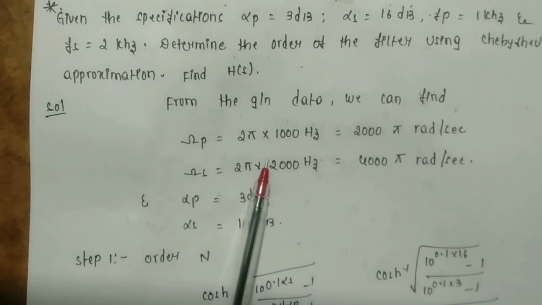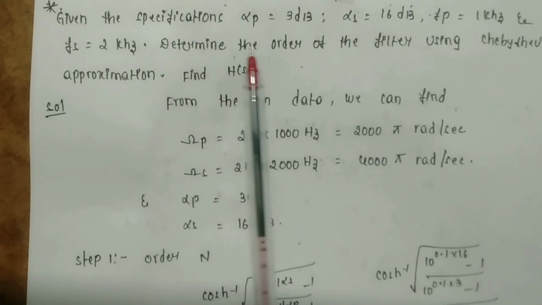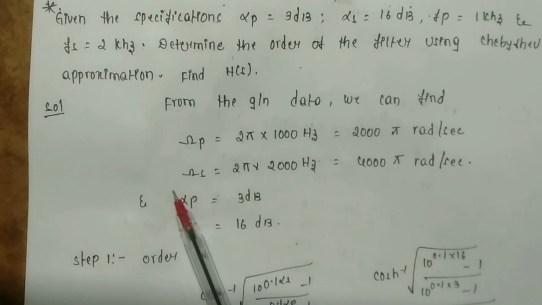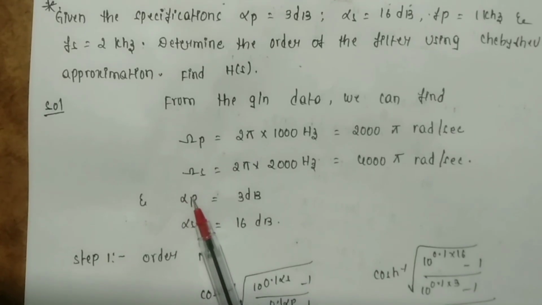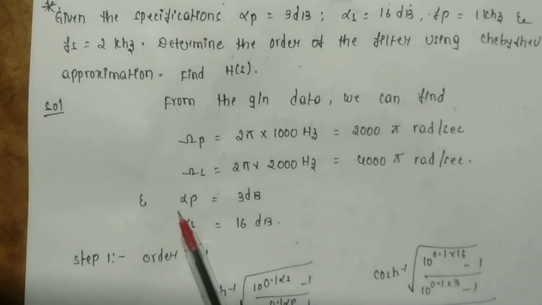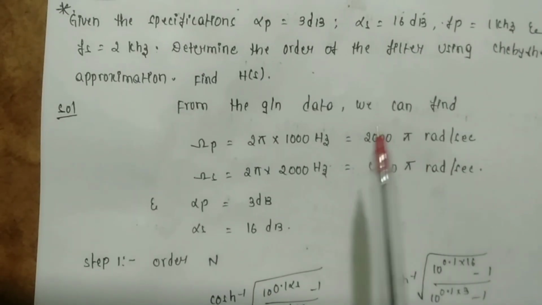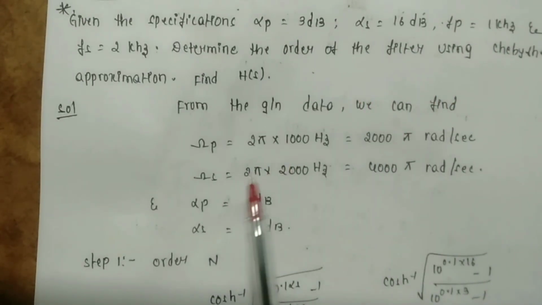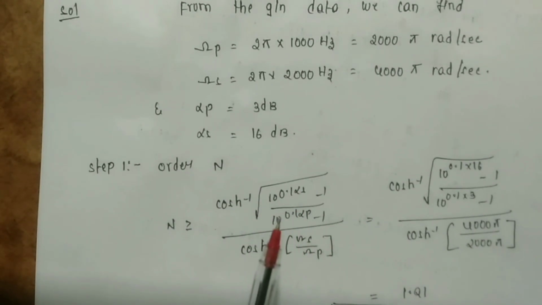Similarly, omega s is equal to 2 pi into 2000 hertz, since 2000 hertz is the fs given. One thing I want to remind you is, if the frequencies are given in hertz, we have to convert them into radians per second by multiplying with 2 pi. Isn't it? So this is the point you have to remember. You should not substitute the direct fp and fs values. The frequencies which we use in the formula are angular frequencies, so if the frequencies are given in normal form, you have to convert them into angular frequencies. Keep it in your mind.